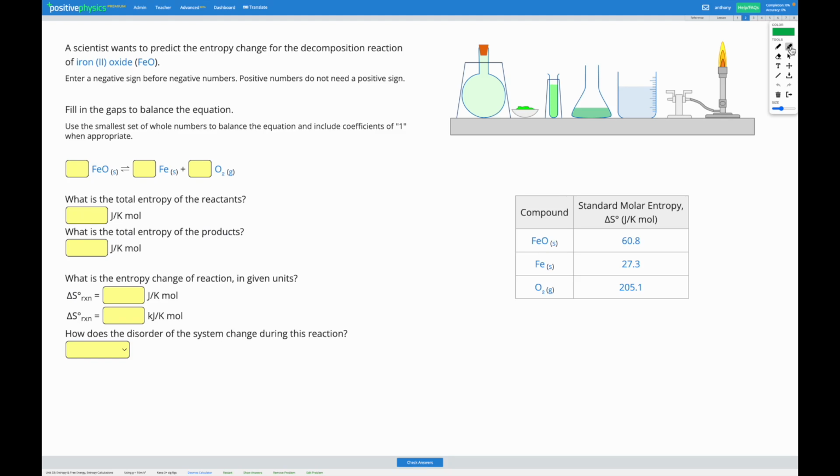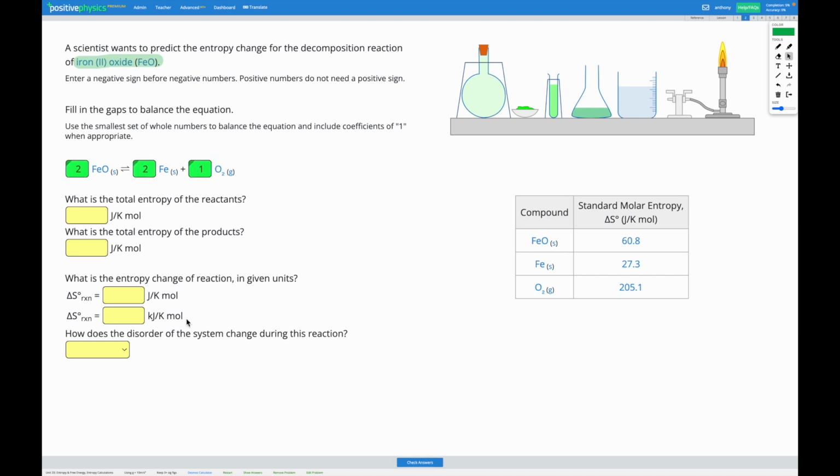In this question, a scientist wants to predict the entropy change for the decomposition reaction of iron(II) oxide, FeO. Our first step is to fill in the gaps to balance the equation. I'm not going to show how to do that here. I'm going to assume you already know how to do that. If you need more practice, you can go back to the balancing equations unit to practice there. To balance this equation, we're going to need 2 FeO, 2 Fe, and 1 O2.